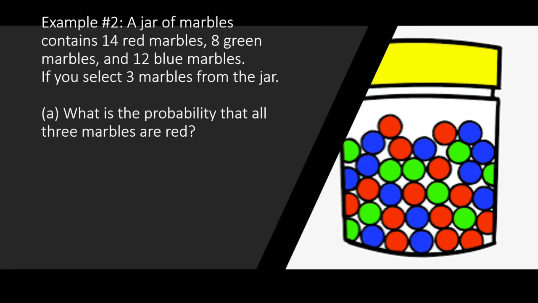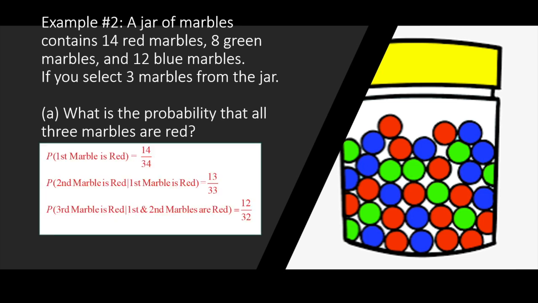So in this case, we need to figure out the probability of selecting our first red marble. So very first thing we need to do is add up all the marbles in the jar, and we get 34 marbles. So when we select the first marble, we're going to get a probability of 14 out of 34 because there are 14 red marbles out of 34 in the jar. Now we're going to keep that red marble outside the jar. So we only have 33 marbles left in the jar, and we already have 1 red marble. So it's going to be 13 out of 33 for the second red marble.